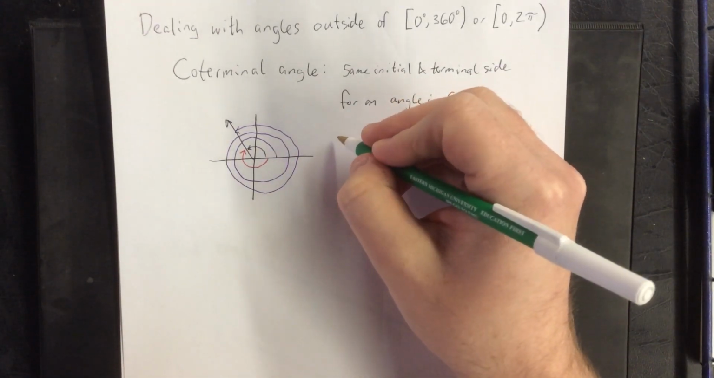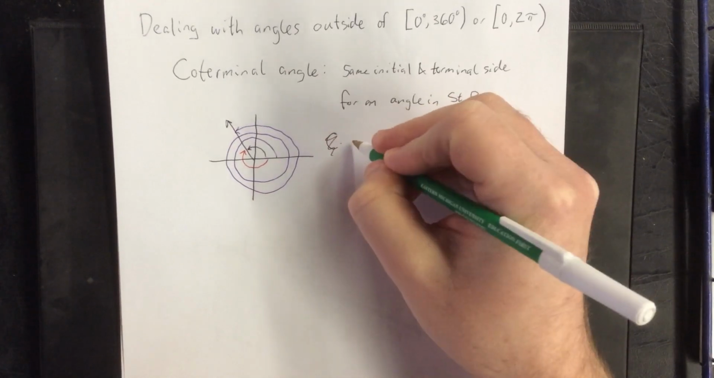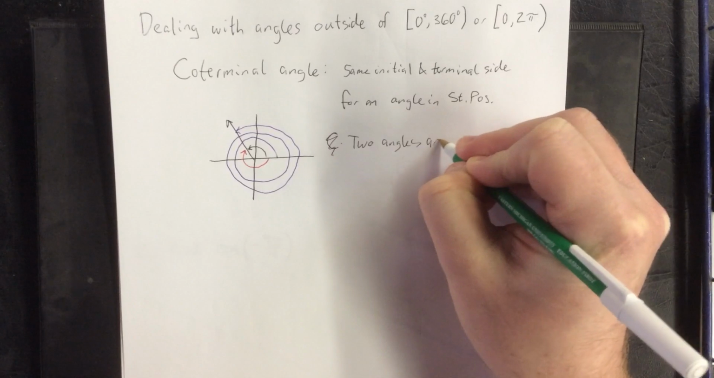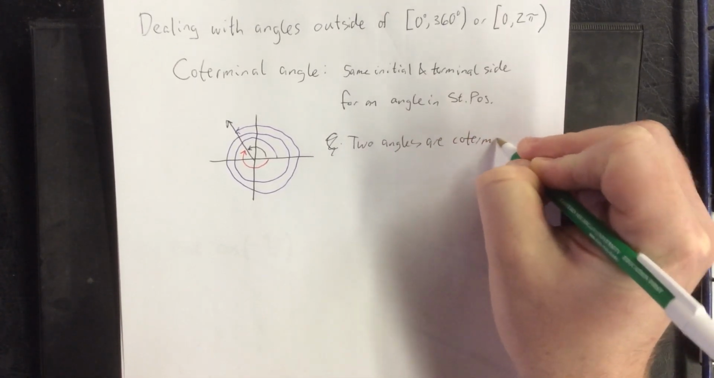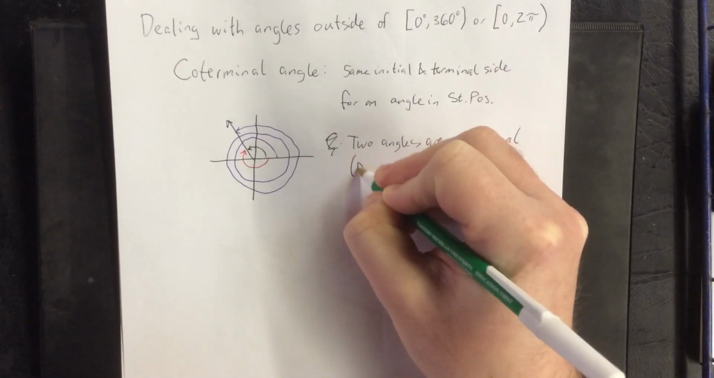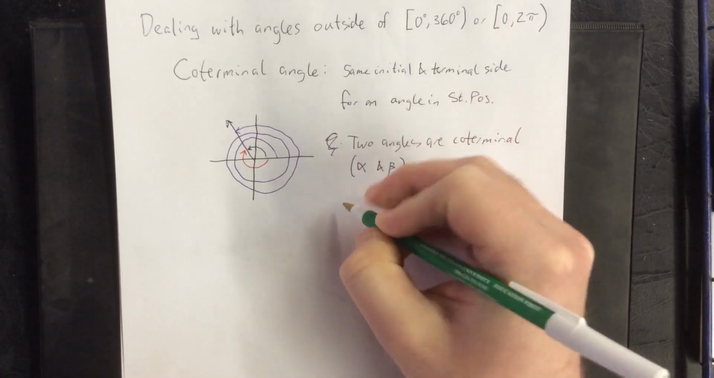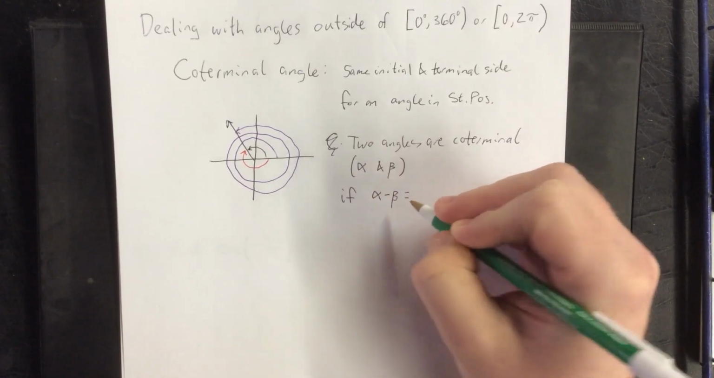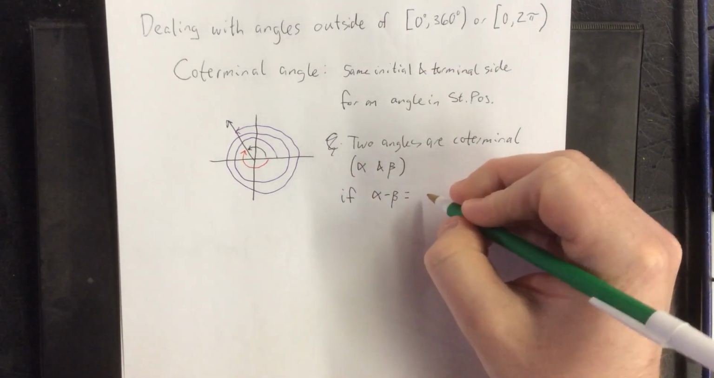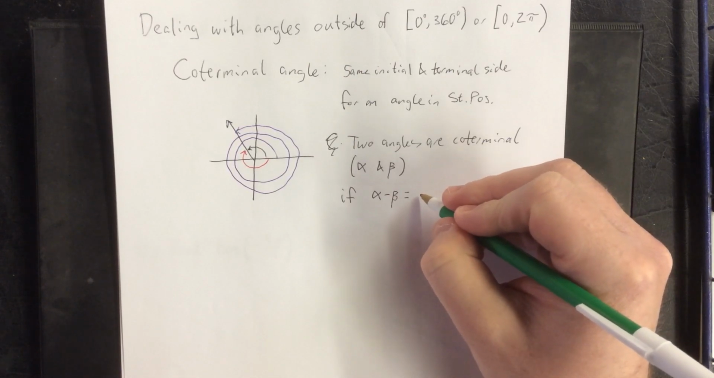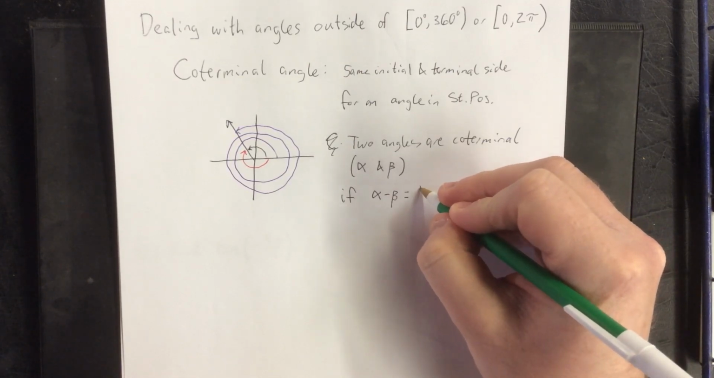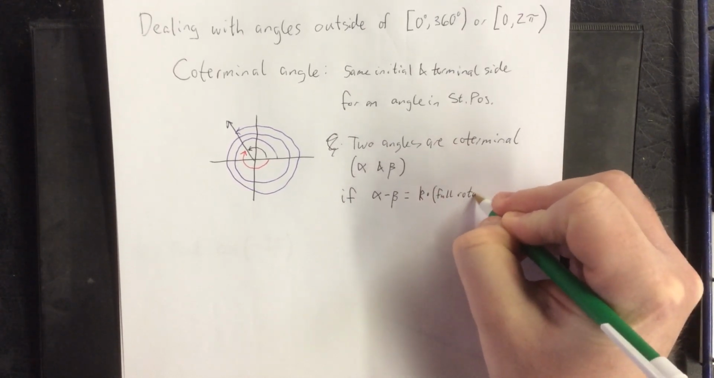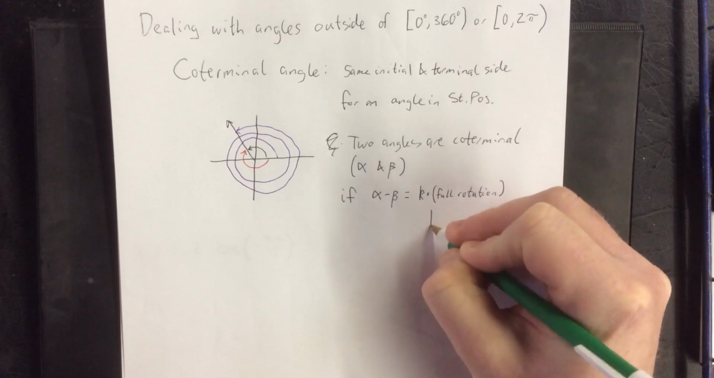So coterminal angles, so we'll say this, two angles are coterminal. We'll give them angle names, we'll call them alpha and beta. Two angles are coterminal if the difference of those two angles happens to be a multiple of a full rotation. So the way that we say a multiple of a full rotation is k times a full rotation, where k is going to refer to an integer.